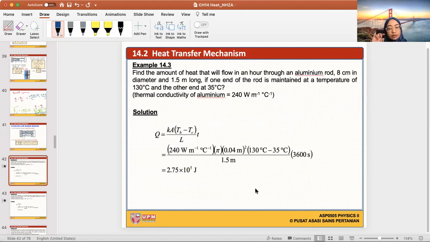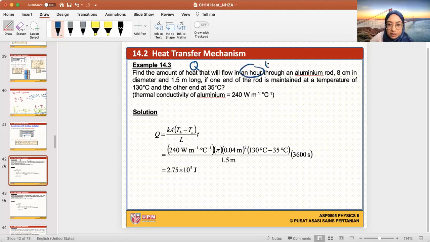Okay, so let's take a look at this example. I'm not going to ask you to do this. Kita ada exercise lain nanti. Find the amount of heat that will flow in an hour through an aluminum rod. Okay, find the amount of heat. So it's asking you what is Q. Did it ask you for the rate? Well, it says in an hour. So yes, it's a rate.